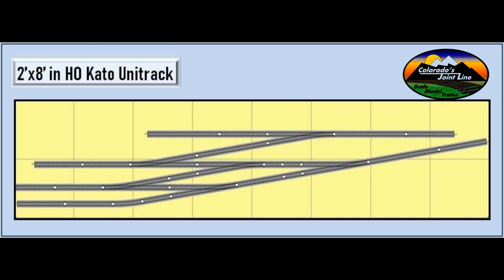So here you can see the little switching puzzle I designed. I went ahead and built this in HO scale using Kato Unitrack. I find the sectional track actually works quite well. The snap track kind of things work quite well for these applications, although you can use any of the brands. I just happen to have Kato Unitrack that I use. And here you can see that it's 2 foot by 8 foot is the size I used. And then I also have about a 4 foot staging area off on the side.